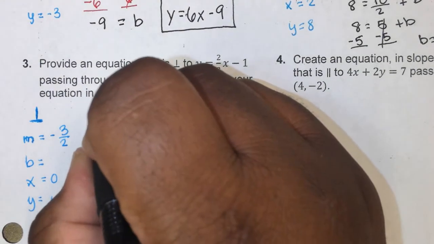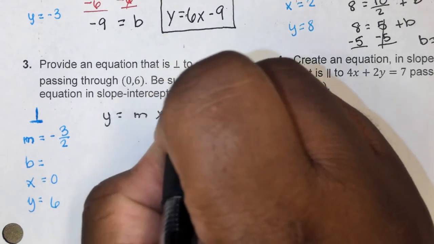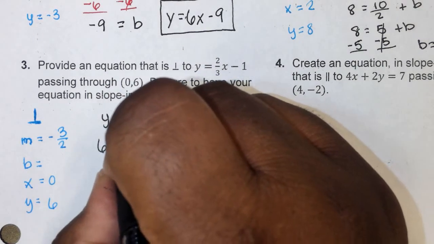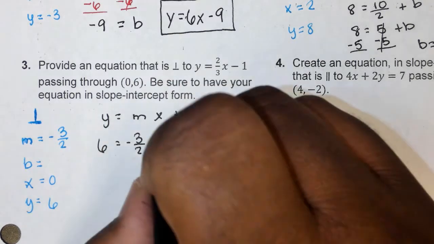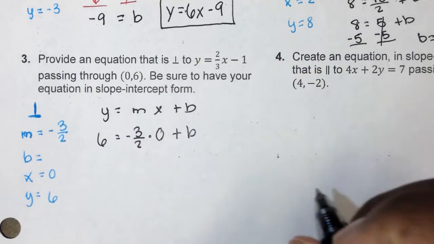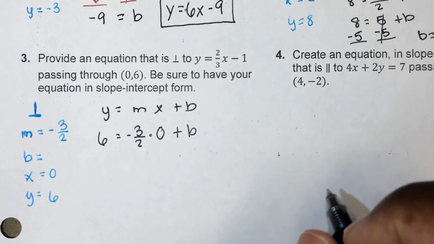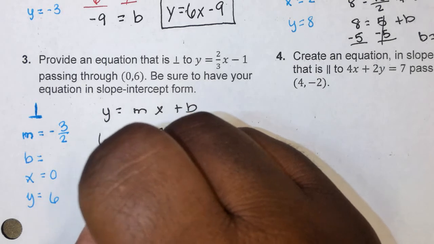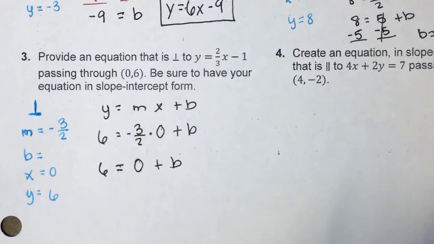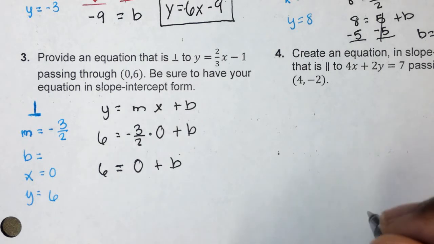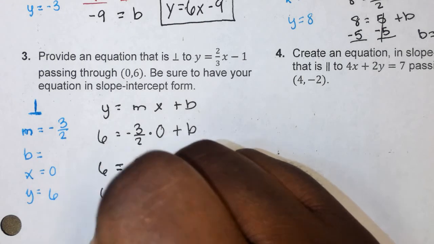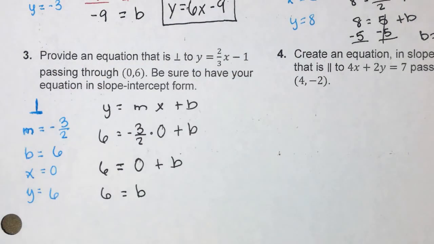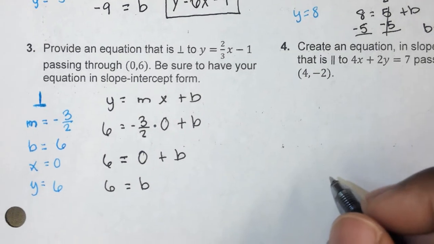Then we want to do the work. So in this one, y equals mx plus b. Plug it in. 6 equals negative 3 over 2 times 0 plus b. Nice. So what's negative 3 over 2 times 0? Yeah, 0 plus b. And then you can't subtract that, add 0. You can just drop that off. 6 equals b. So 6. Nice. So since you started this one, you might as well finish. What equation are you going to write?